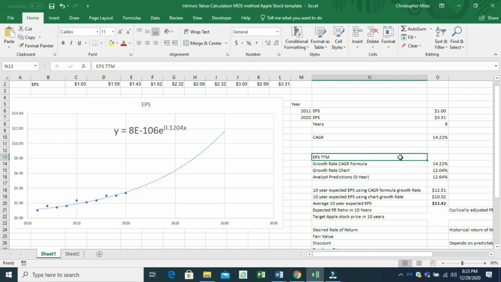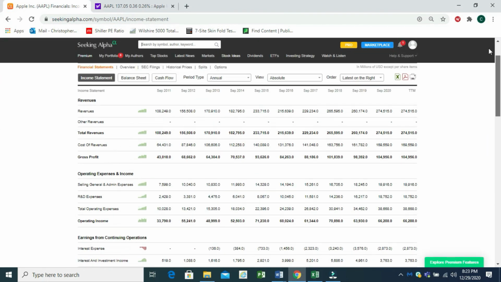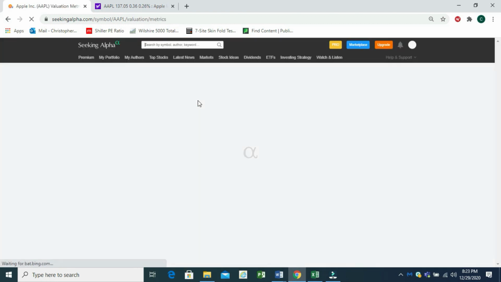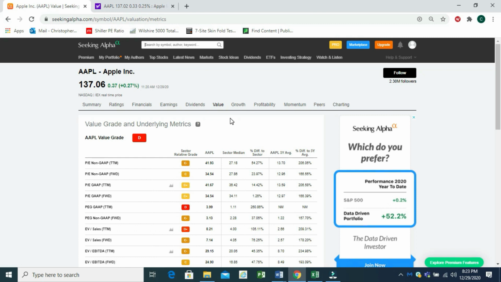So now what do we do? We've got the earnings that we're expecting Apple to have in 10 years. We need to multiply it by a price to earnings ratio. So this is the amount of money that people are willing to spend for $1 of earnings, okay? And the way I'm going to calculate this is I'm going to go back to Seeking Alpha. I'm already in Apple. I'm going to go to Value. And I'm using Seeking Alpha, but you can go through a lot of different websites to find this information. Whichever ones you're comfortable with is fine. You just basically want to get a historic range for the PEs of Apple.